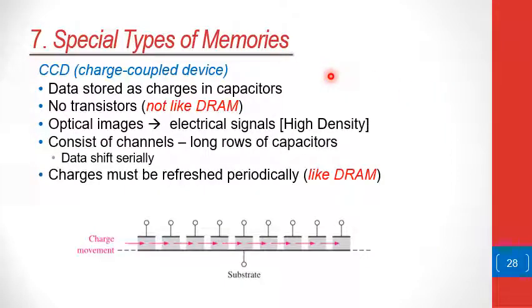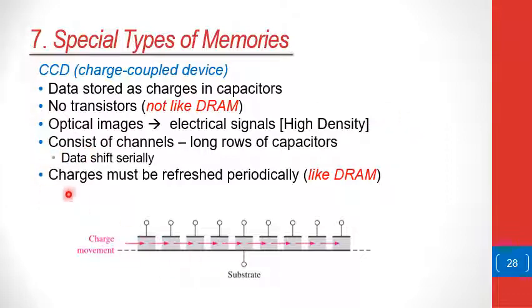The last type of special kind of memory that we'll look at is what's called the charge coupled device, or CCD, type of memory. In this case, data is stored as charges within capacitors. Unlike DRAM, this type of memory does not have transistors, so there are no transistors in this type of memory. And it's very good at storing optical images and converting them to electrical signals. So it's used for high density memory.